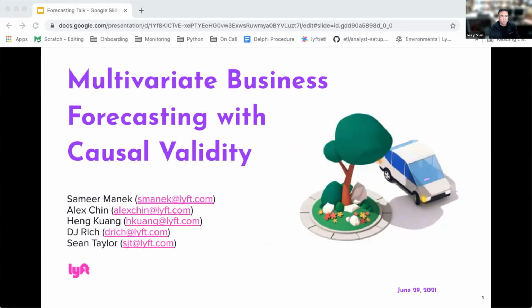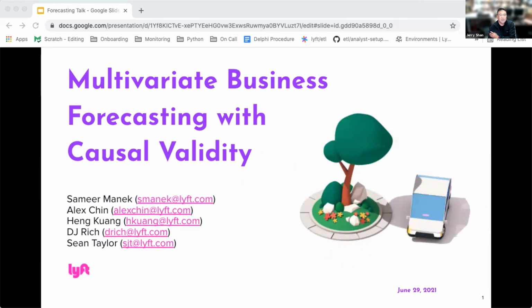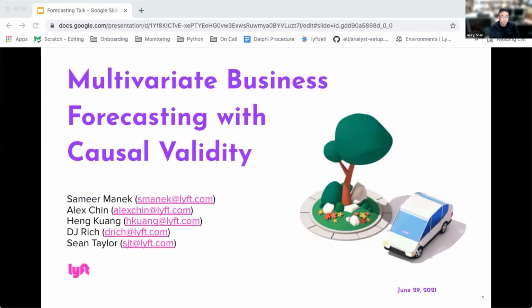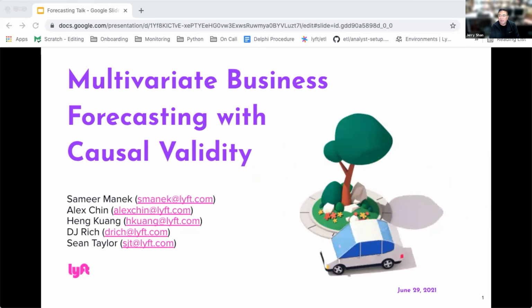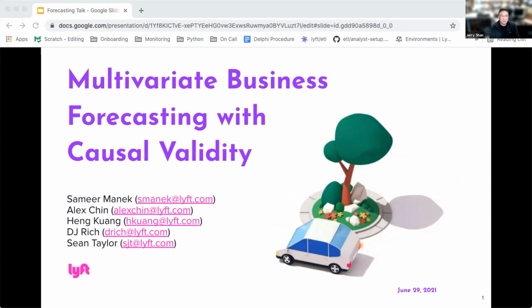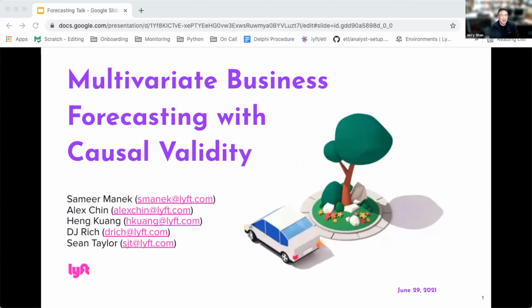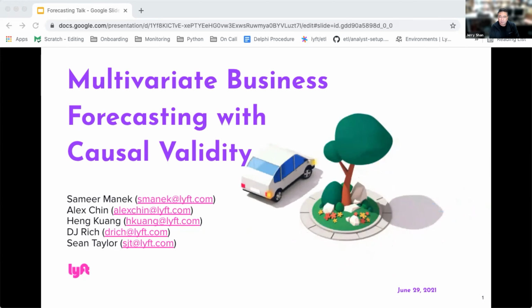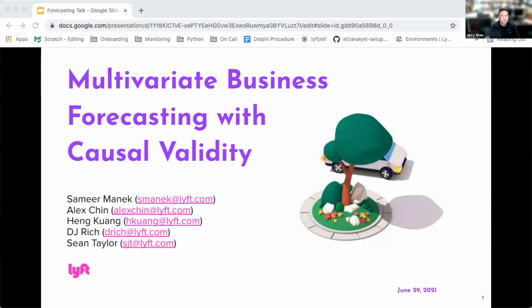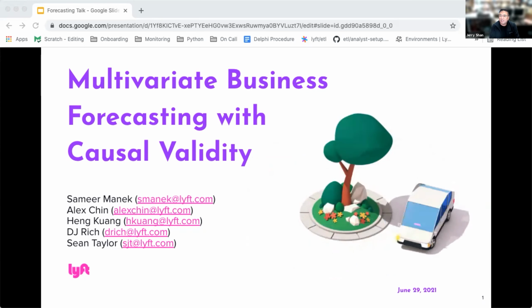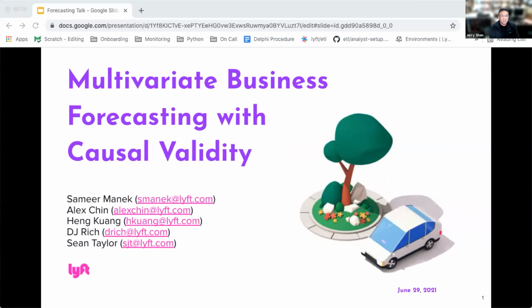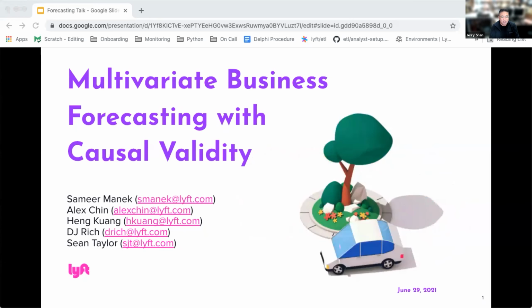The theme of this session is forecasting methodologies and applications in the high-tech industry. Again, welcome and thank you all for coming to this session. We already had the sixth session this morning, Pacific time, and now is the second sixth session. So the first presenter is Samir Manik, a data scientist at Lyft, and there are a few other co-authors.